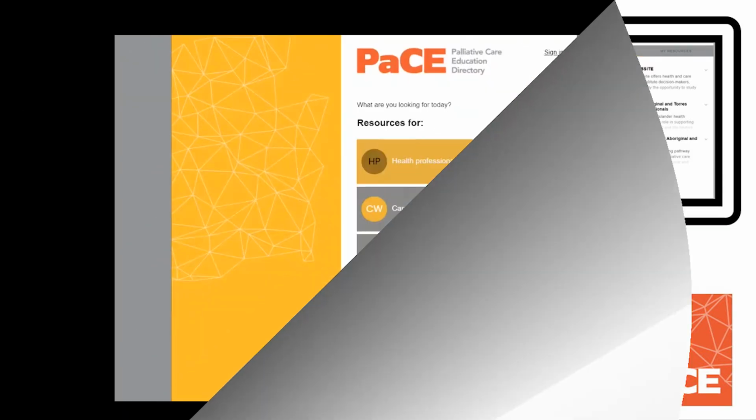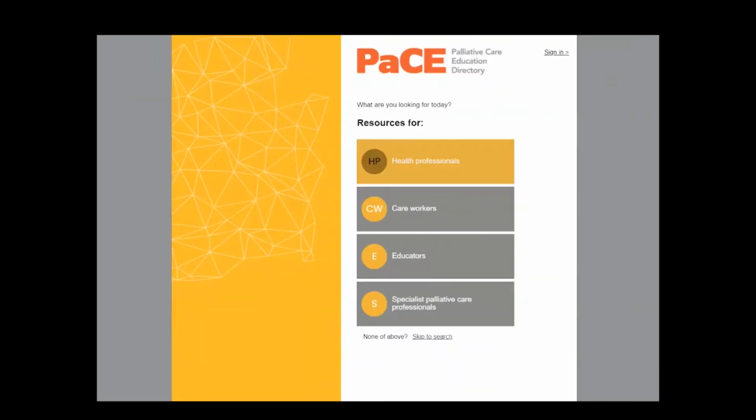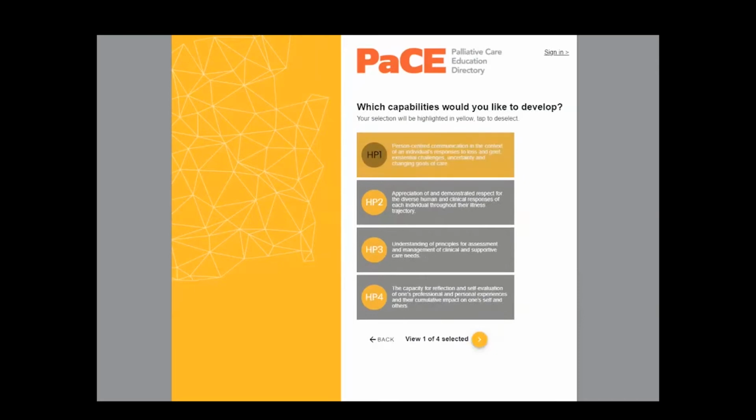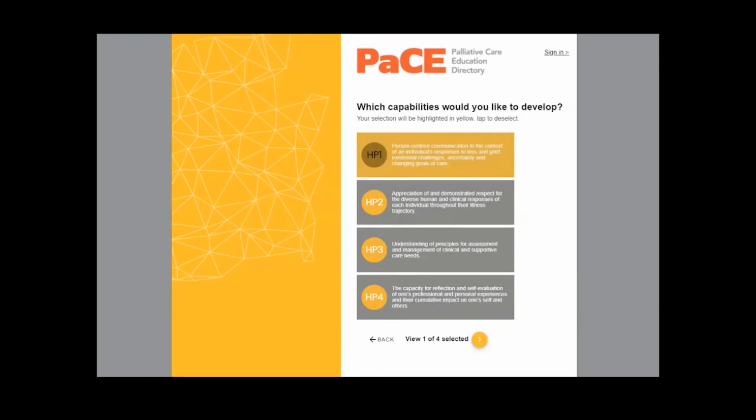Let's get started. The first step when you open PaCE is to select the palliative care capabilities that you want to develop. The app provides capability options for health professionals, care workers, educators, and specialist palliative care professionals. Once you've selected the group, we'll choose health professionals this time. Then you can select the individual palliative care capabilities by clicking to select or deselect. Let's choose HP1, HP2, and HP3.